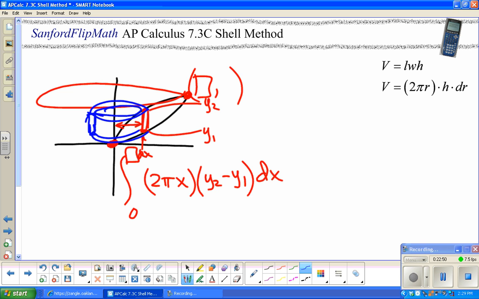So again, be patient. Having a drawing is the key. Being able to picture what's going on, and I know this is not fun. Just again, be patient with yourself.